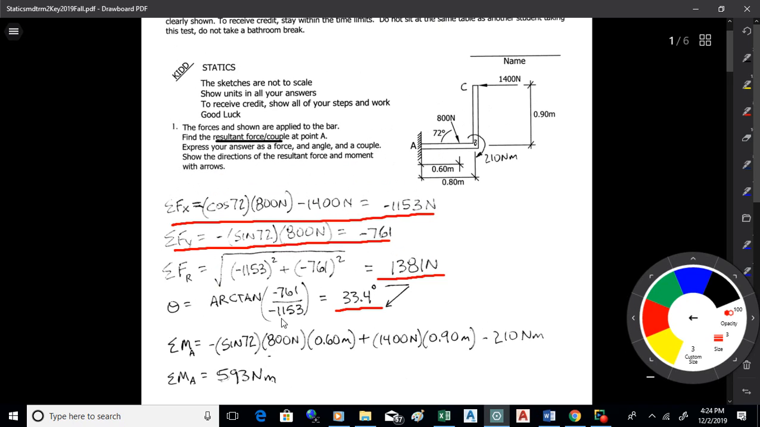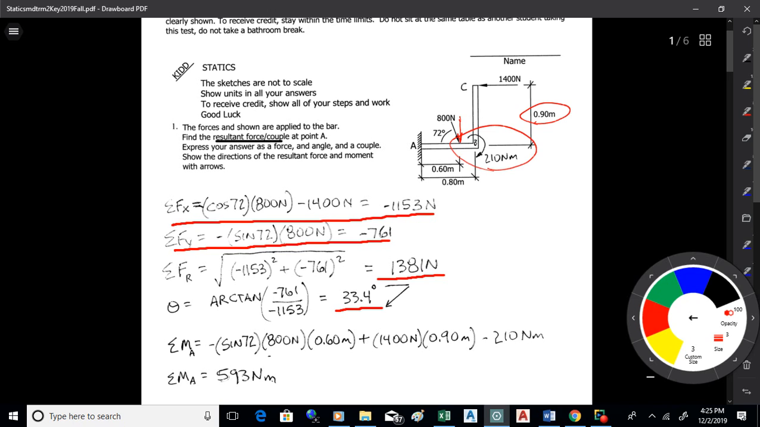Okay, then I can sum moments about A. I'll get sine 72 times 800. That'll get me the y component of that force. And then I'll multiply that by the 0.6 meters. That's clockwise, so it's negative. And then the 1400 times the 0.9 meters is counterclockwise, so that's positive. And then minus the couple.